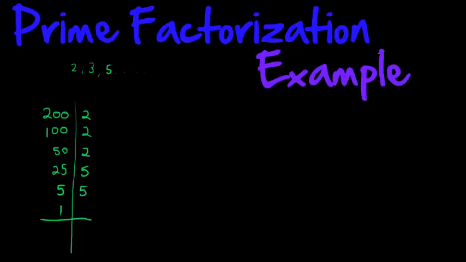So in other words, I can write 200 as 2 times 2 times 2 times 5 times 5, and this gives me 2 cubed times 5 squared. And you can do this in your calculator, test yourself. 2 cubed gives me 8, and 5 squared gives me 25. 8 times 25 is indeed 200.